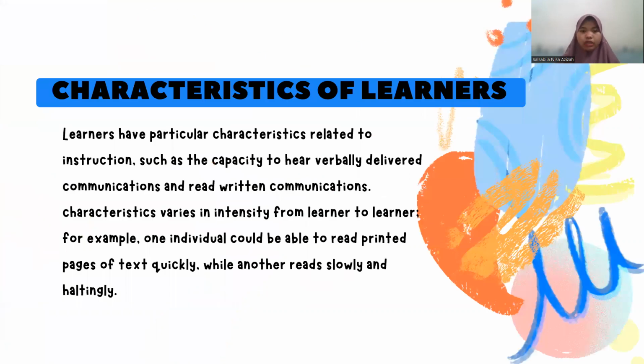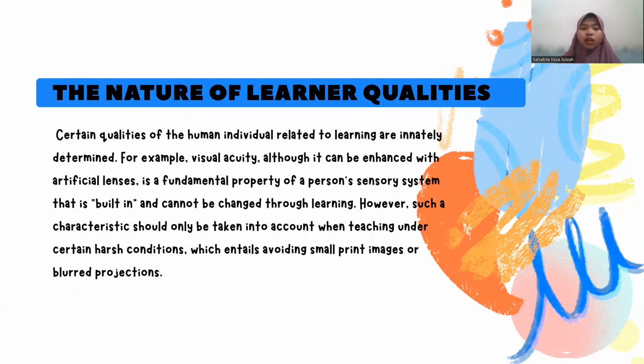The first aspect is characteristics of learners. Learners have particular characteristics related to instruction, such as the capacity to hear verbally delivered communication and read written communication. For example, one individual could be able to read a printed page of text quickly, while another reads slowly. The next aspect is the nature of learner qualities.